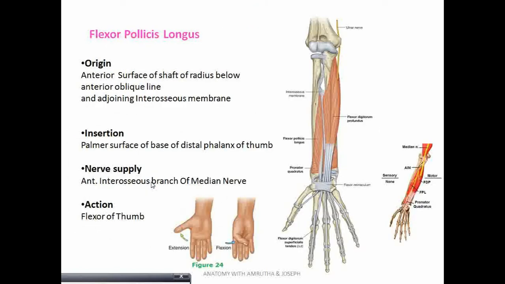Let's see each muscle. Flexor pollicis longus. It originates from the anterior surface of the shaft of the radius below the anterior oblique line, and the interosseous membrane. The interosseous membrane is bridging radius and ulna. Insertion is to the palmar surface of the base of the distal phalanx of the thumb. Nerve supply is by the anterior interosseous branch of the median nerve.